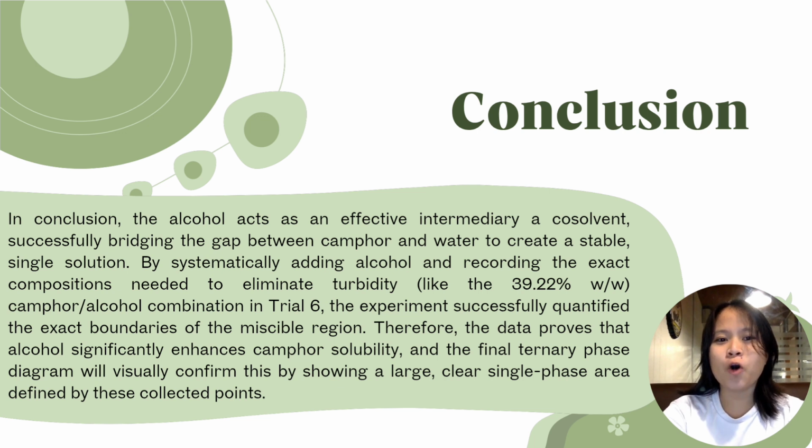In conclusion, the alcohol acts as an effective intermediary, successfully bridging the gap between camphor and water to create a stable single solution, by systematically adding alcohol and recording the exact composition needed to eliminate turbidity, like the 39.22% weight by weight camphor and alcohol combination in trial 6. The experiment successfully quantified the exact boundaries of the miscible region. Therefore, the data proves that alcohol significantly enhances camphor solubility, and the final ternary phase diagram visually confirms this by showing a large, clear single phase area defined by these collective points.